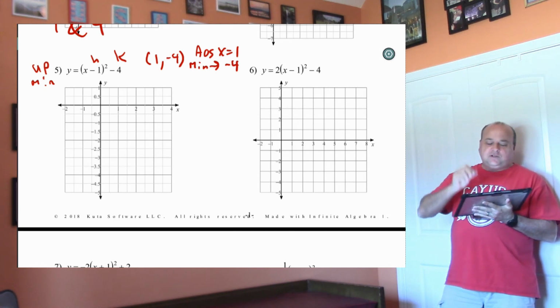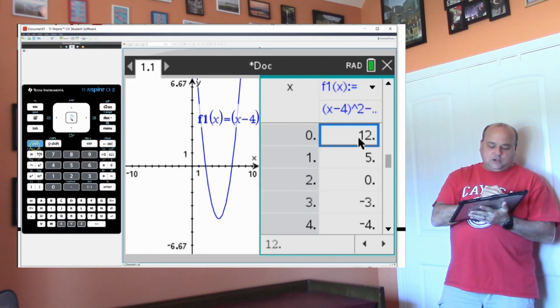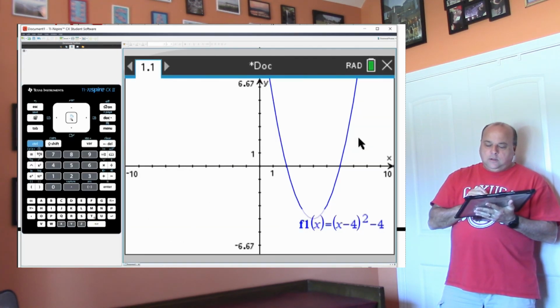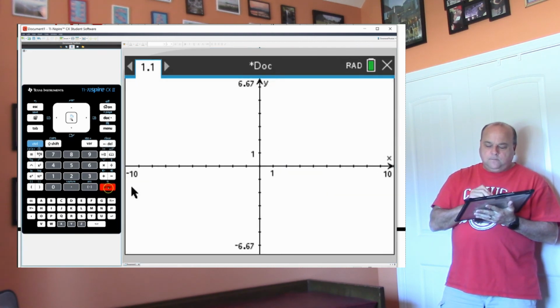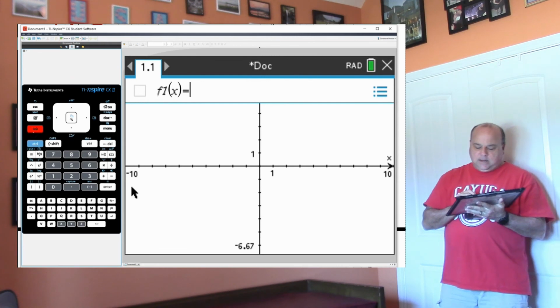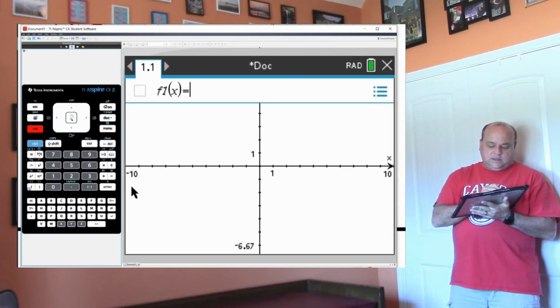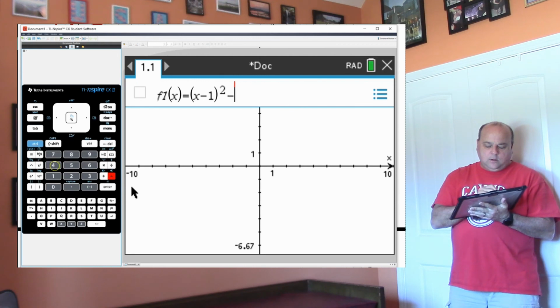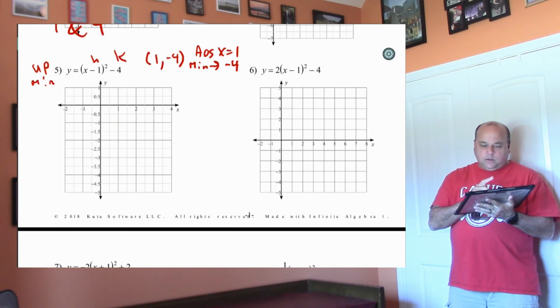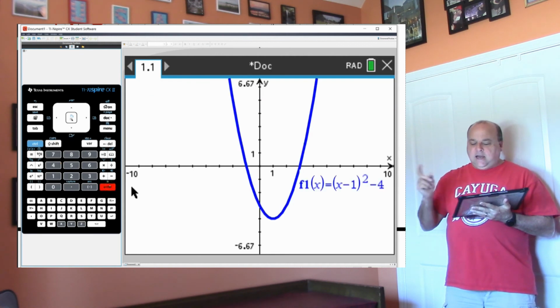Okay, now then let's graph it. So we're going to do x minus 1 squared minus 4. So I'm going to hit Control T. Then delete, delete, delete. Hit Enter. Tab. And then I need to go x minus 1 squared minus 4. So parentheses, x minus 1, close parentheses, squared, minus 4. Did I do it right? Yes, I did. Hit Enter. Okay, I have my parabola.